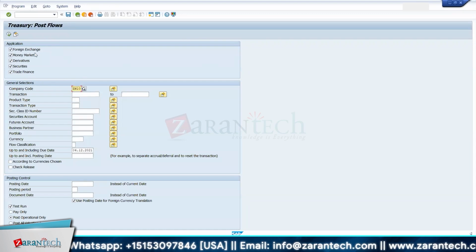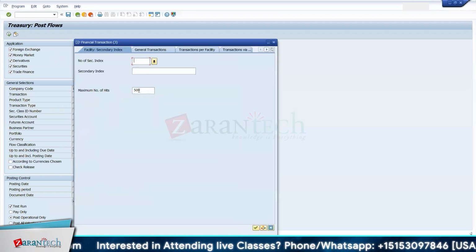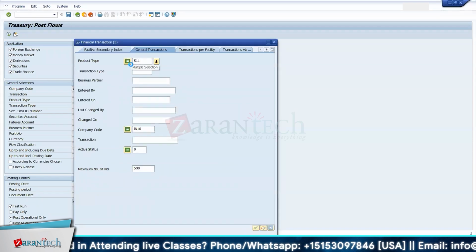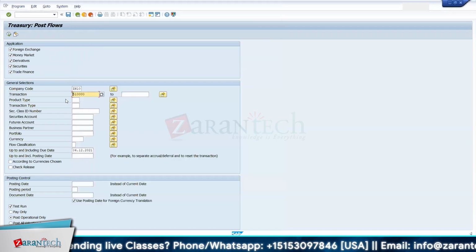This is also used for all the products, a universal transaction code you can say, wherein I can see that it is applicable to foreign exchange, money market, derivative, everything. So TBB1 is the universal transaction code for the treasury module. Now suppose I'm going to post for a specific transaction, then here I can select that specific transaction also. So now I'll go to the product type 511 and I can select this.